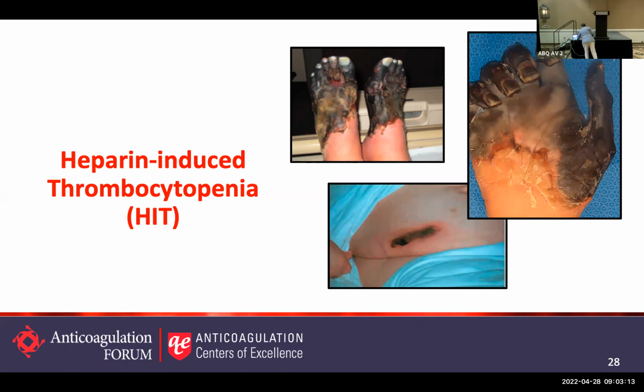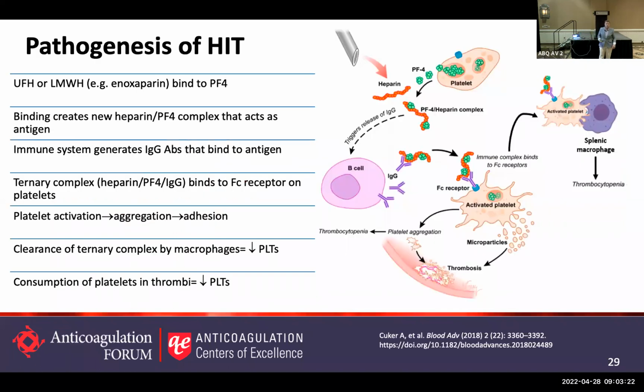So let's talk about heparin-induced thrombocytopenia. Just by these pictures, you can see it's a pretty nasty disease state. Fortunately, it's rare. But let's talk about what it means, right? It's an immune-mediated reaction, and it's precipitated by exposure to heparin or low molecular weight heparin, which are shown in those little red chains there.